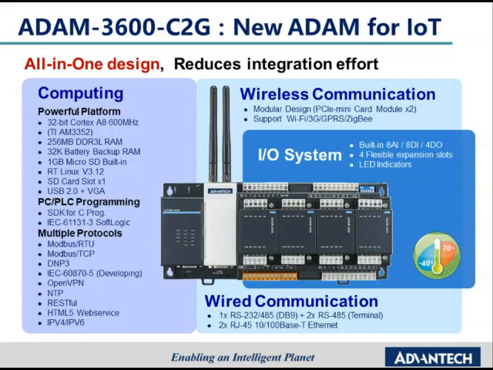In terms of the computing system, you could imagine Advantech 3600 as a powerful platform with a Cortex A8 CPU, which is also used in Apple's products. For the communication ability, it could support wired and wireless communication. On the other hand, for the I/O system, it has 8 analog input, 8 digital input, and 4 digital output built-in I/O, which the user could use directly. The whole system could be used under -40 to 70 degrees for harsh environment applications.